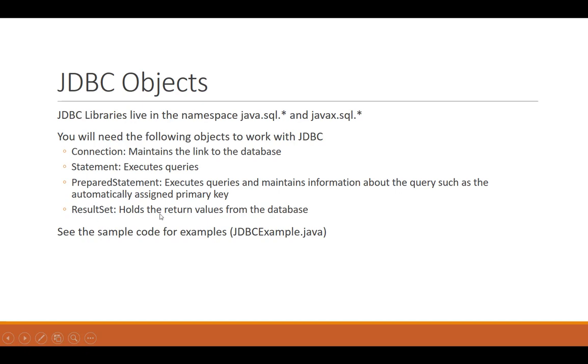And then the result set. The result set holds the return values from the database. So anytime we do a select statement, this is where the data back from the database is going to live in a result set. This works a lot like an iterator in some ways. And so we'll look at some examples of how these work.